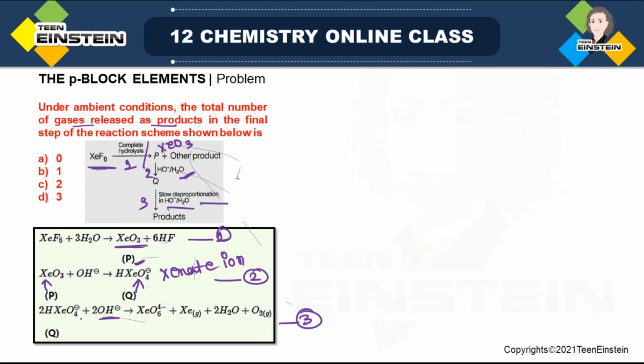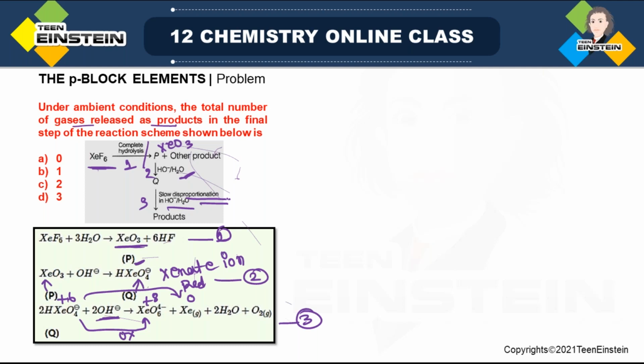And now this Q is reacting with some more HO minus, and there is disproportionation because from +6 now it is converted to +8 and 0. So with respect to +6 to +8, it is loss of electron, and this is gain of electron. So that is why it is disproportionation, because disproportionation means, as it is mentioned here, both oxidation and reduction going on simultaneously.